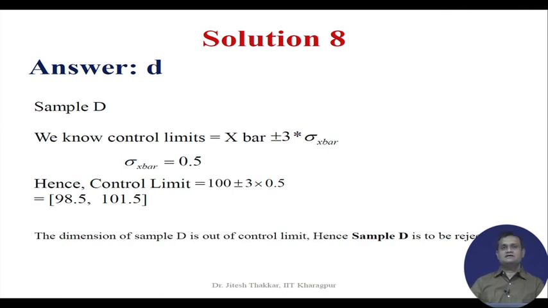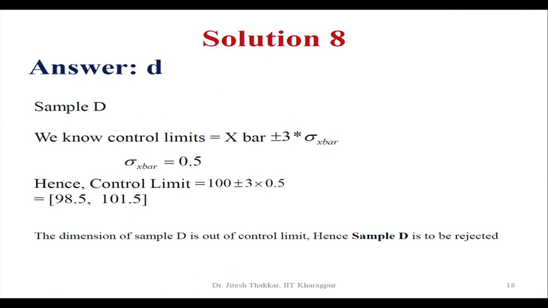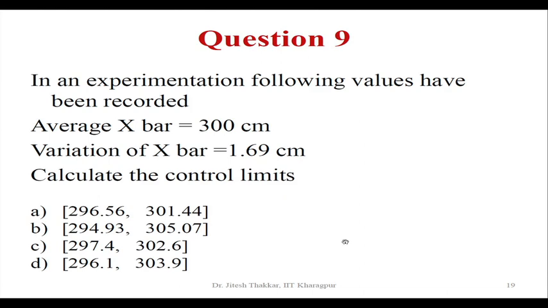You can see the control limit x bar plus or minus 3 sigma x bar. So, sigma x bar is 0.5, control limit you can find it as 100 plus or minus 3 into 0.5. So, 98.5 and 101.5, these are your upper and lower control limits. So, dimension of sample D is out of control limit and hence it should be rejected.